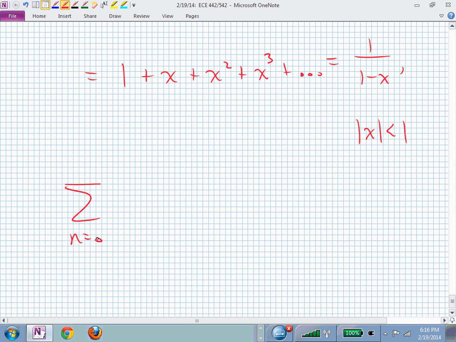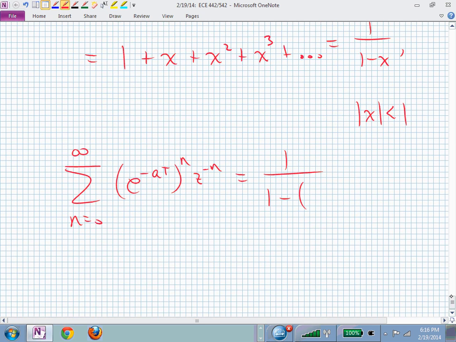We have this sum from n equals 0 to infinity of e to the minus at to the n, z to the minus n. That's equal to 1 over 1 minus whatever we called x. E to the minus at, z to the minus 1. And that's true as long as e to the minus at, z to the minus 1 is less than 1. That's when it converges.